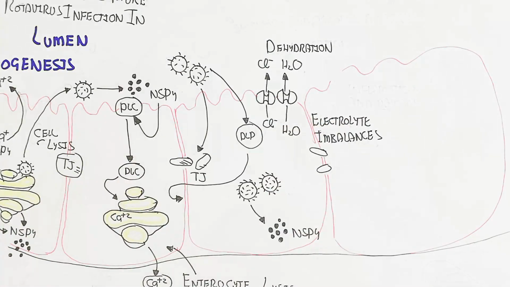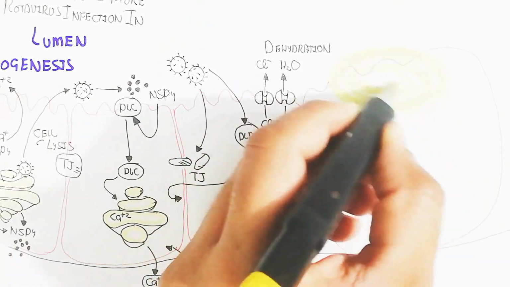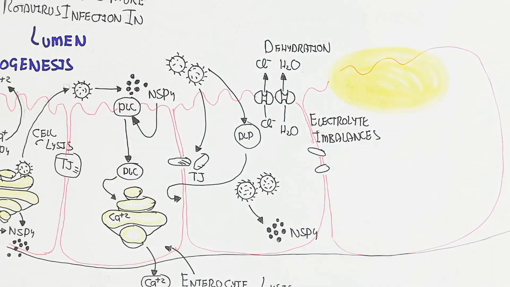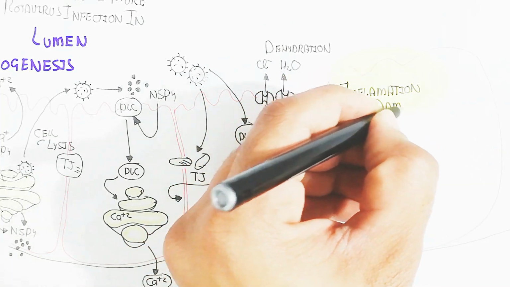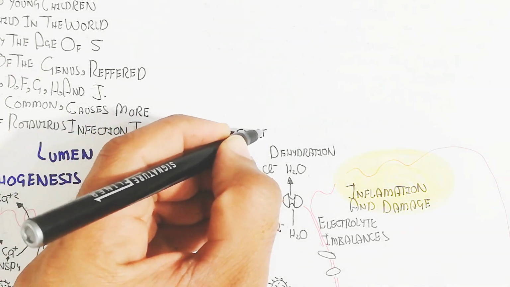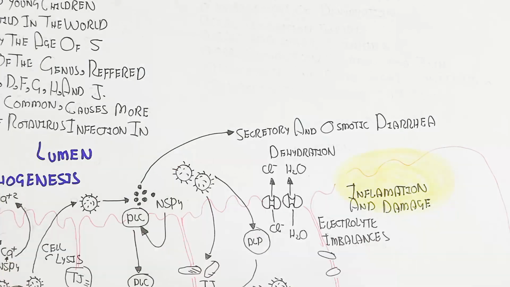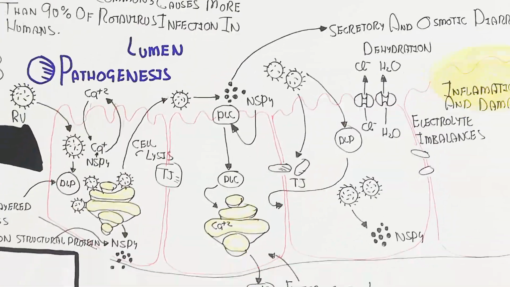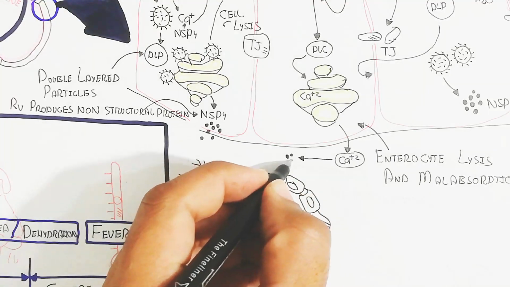The electrolyte imbalance will also lead to inflammation and damage to the enterocyte. When the enterocytes are damaged, the permeability will increase, and further pathogenesis can be caused, for example bacterial pathogenesis like Salmonella bacteria entry. Other secretory and osmotic diarrhea can occur.